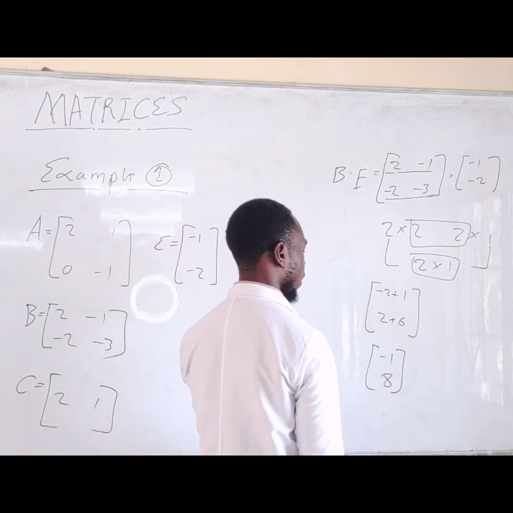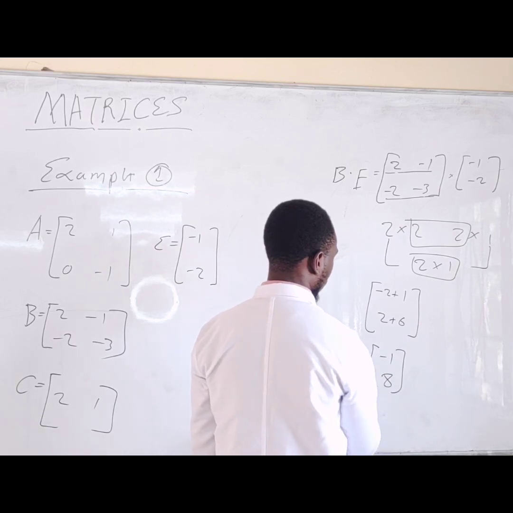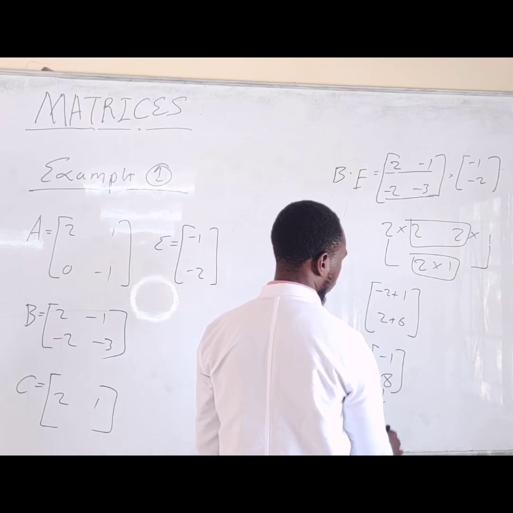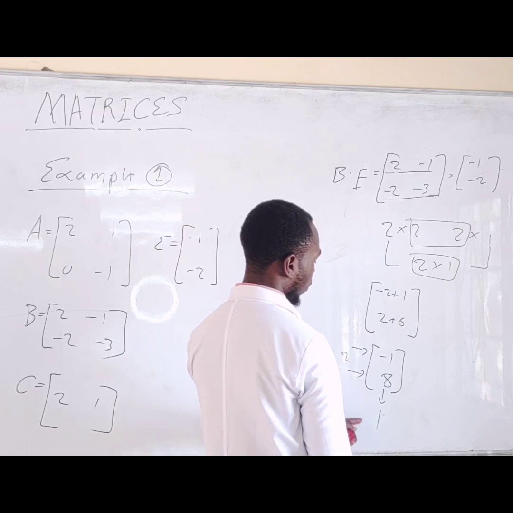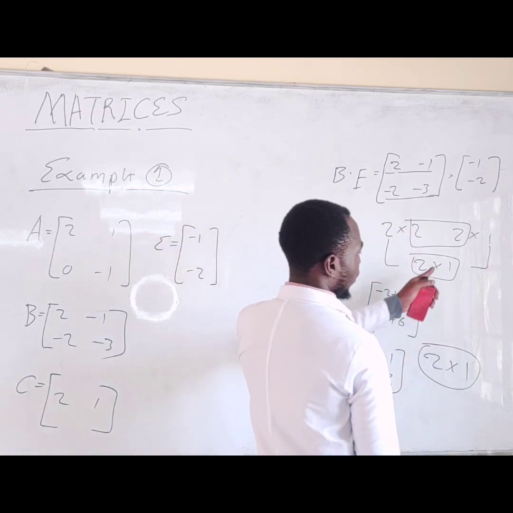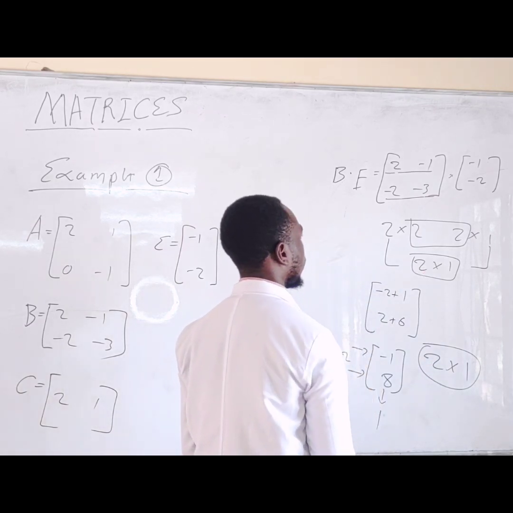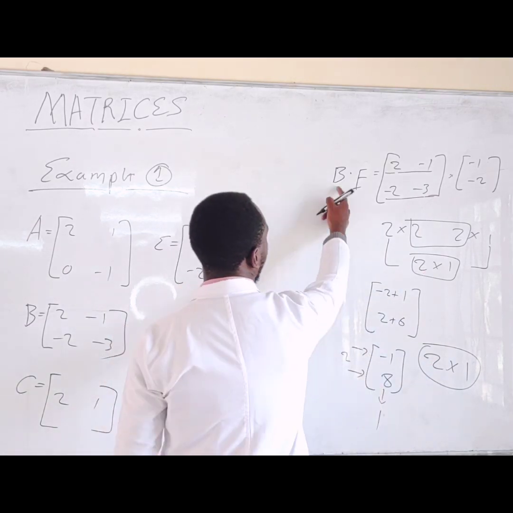What is the order of this one? How many rows? We have 2 rows. How many columns? We have 1. So 2 rows, then 1 column. This order is what? Row by column, which is 2 by 1. What will be the order of your answer here? 2 by 1. So this is what you can do in order for you to multiply matrix A and B.